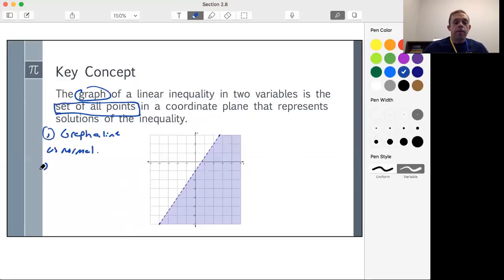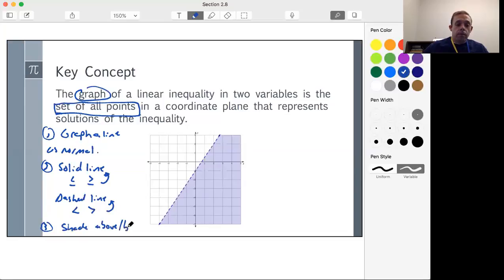Okay, as we're graphing a line, we have two conditions. We're going to have a solid line if we have less than or equal to or greater than or equal to, because that means it includes the points on that line. If it's a dashed line, we're going to have strictly less than or strictly greater than, because it does not include the points on that line. And then step 3, we're going to shade above or below.